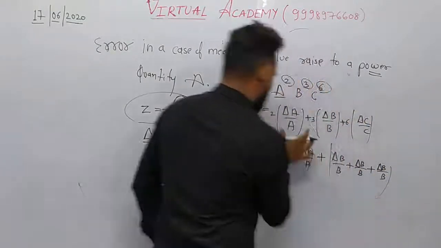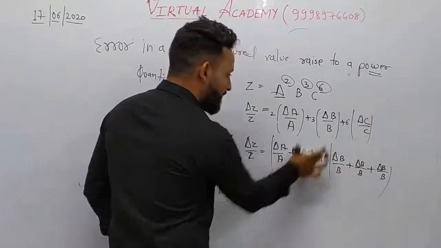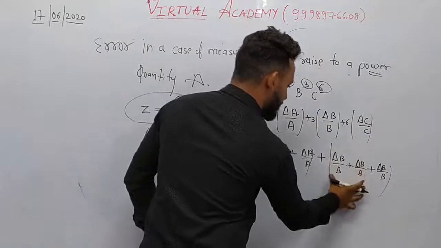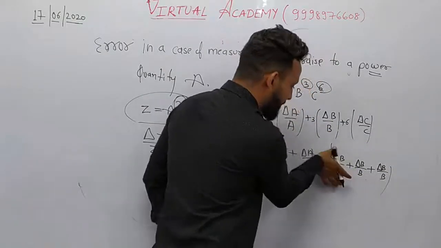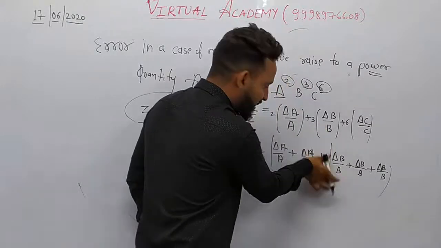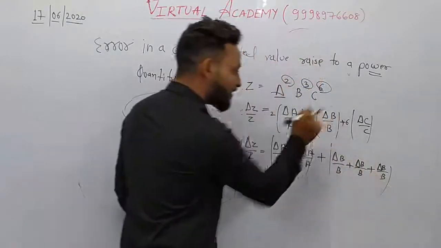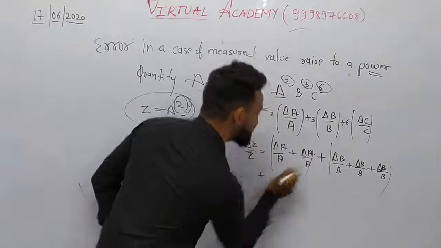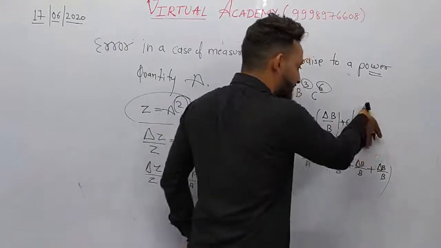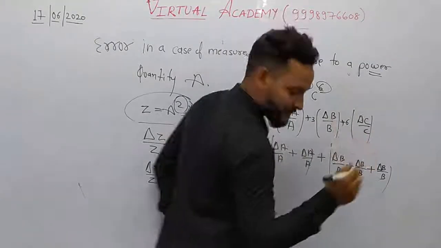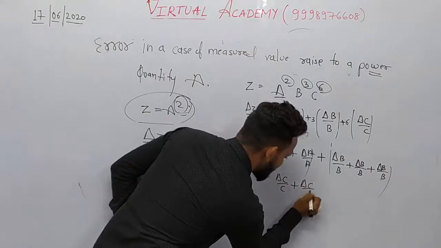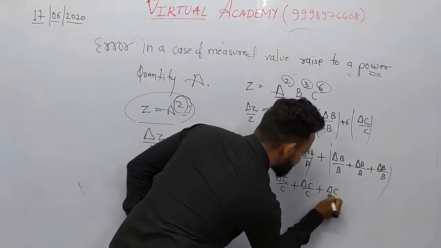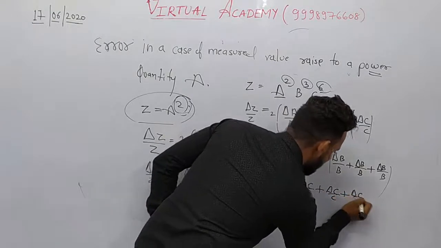It's a 2 time for the delta A upon A. It is the 3 time for delta B upon B, so we have to write this term for 3 time. Now what about the C? So it's a 6 time. So we have to write down delta C upon C, 6 time. So now delta C upon C plus delta C upon C plus delta C upon C. Now again delta C upon C.